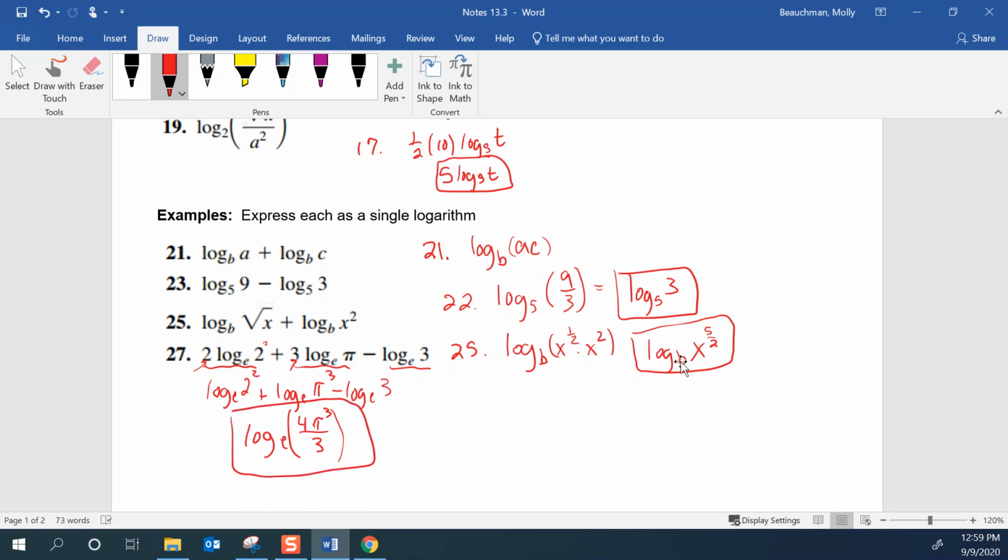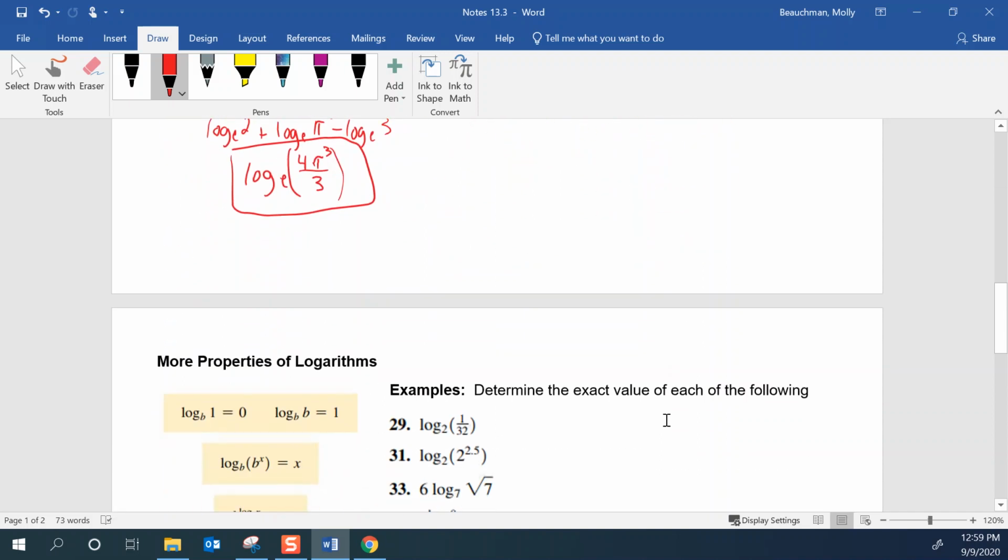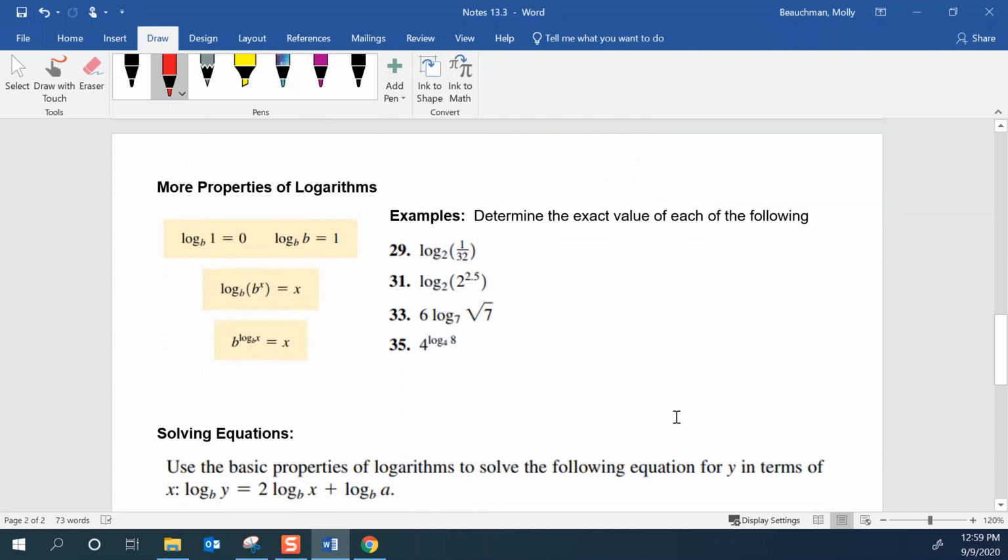Okay, so practice a little bit with the properties. Then we have a few more properties. For example, we have log base b of 1 equals 0. Exponential, that means that b to the power of 0 equals 1. So that's the logarithm rule for the exponential property.